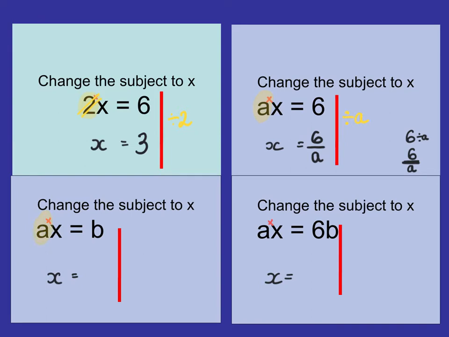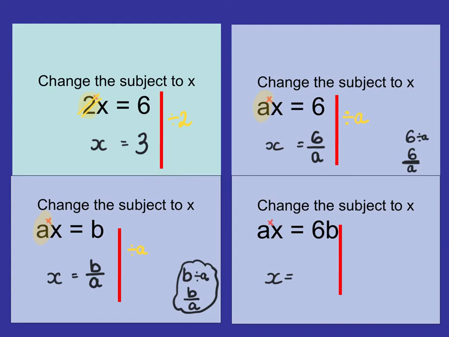Again, the opposite of multiplying by a is to divide by a. So for this one here, we have to do b divided by a, which is b over a when we write it in algebra. So back to here, my answer x equals b over a.